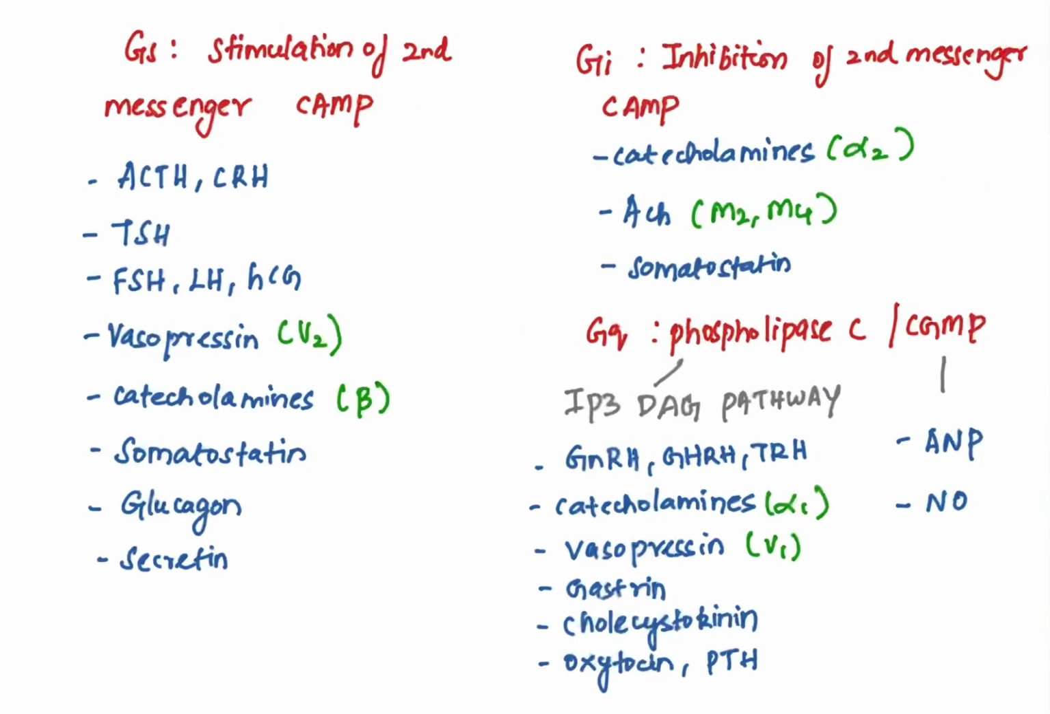The hormones that come under G stimulatory are, please note down: adrenocorticotropic hormone, corticotropin releasing hormone, thyroid stimulating hormone, follicle stimulating hormone, luteinizing hormone, human chorionic gonadotropin, vasopressin, that is V2, catecholamines, beta receptors, somatostatin, glucagon, and secretin.